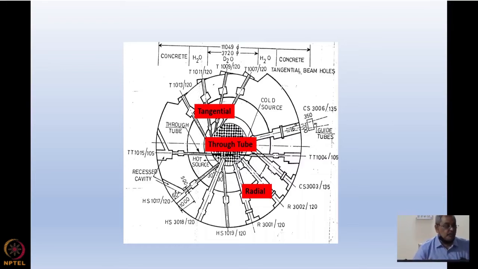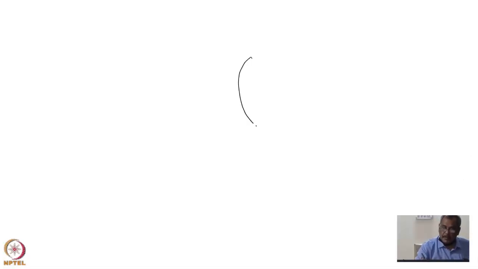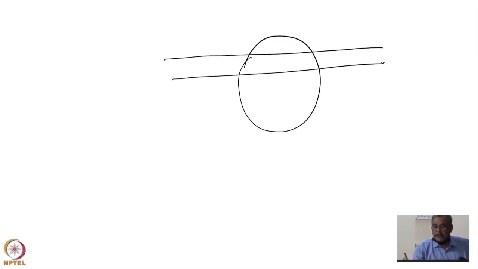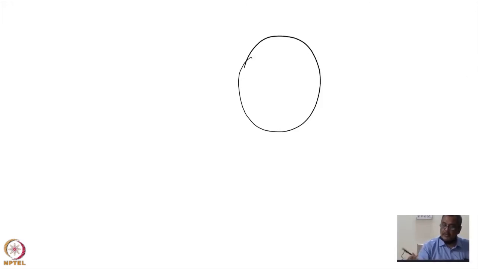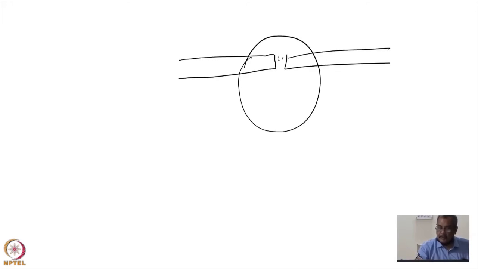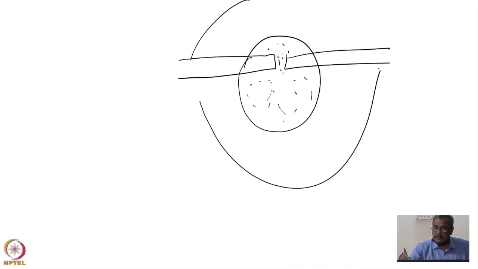Now the story of through tubes. Why through tubes? Let me expand the core. So if this is the core, we can make a through tube run like this. But then the question is, from where will the neutrons come into the through tube if I run a hollow tube across the core? So actually a through tube has a gap between the two parts. A through tube in reality looks somewhat like this, and in between, there is moderator in the core. Then of course the rest of the biological shielding runs around it.